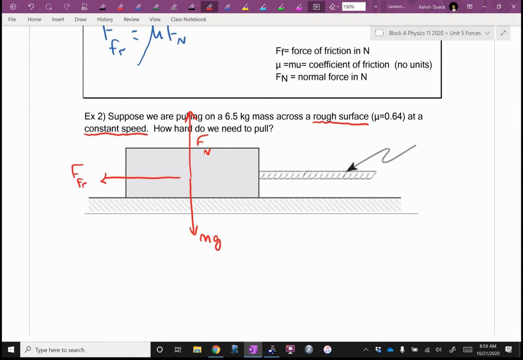Oh, we're pulling. Is there a rope? What do we call the force from a rope? Is tension going to be bigger, smaller, or the same size as friction? And how do I know?